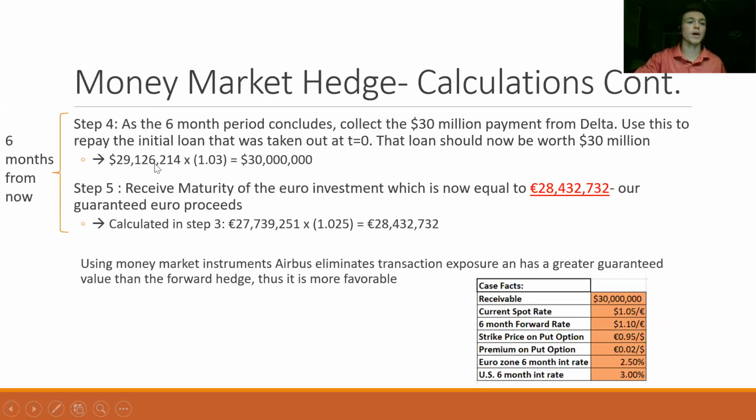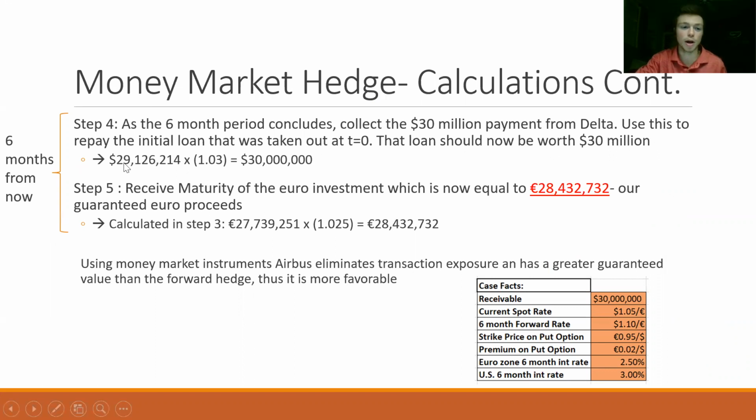So step 4 and step 5 are both 6 months from now. That's important to note as well. As the 6-month period concludes, they will collect the 30 million payment from Delta and use this to repay the initial loan that was taken out at t equals 0. And that loan should now be worth $30 million.